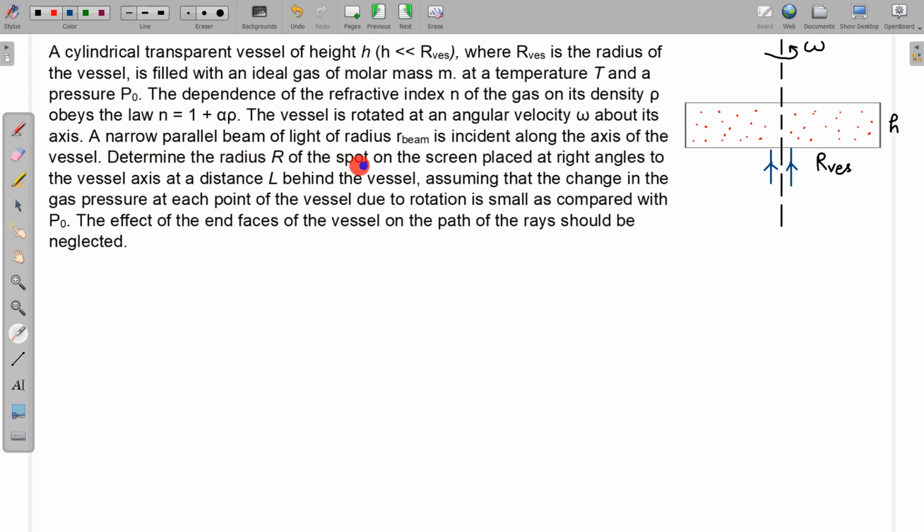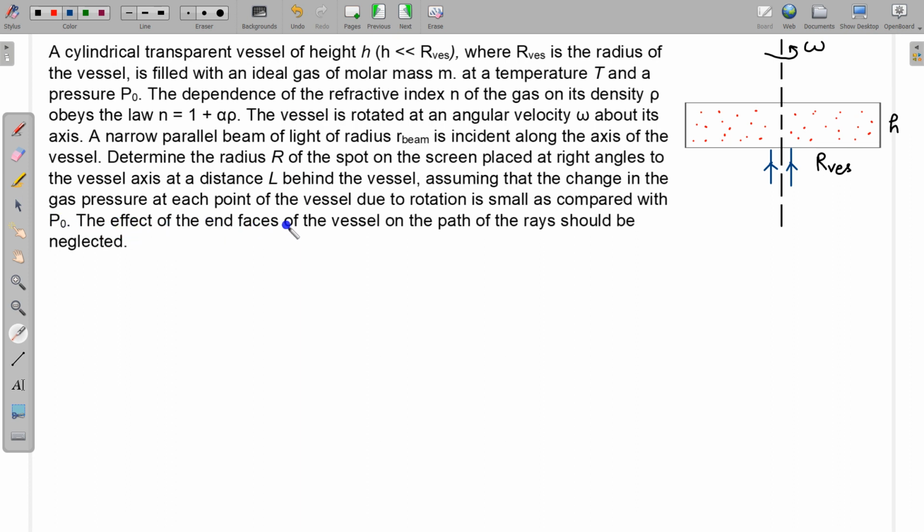Determine the radius r of the spot on the screen placed at right angles to the vessel axis at a distance L behind the vessel. Somewhere here there is a screen at a distance L from this vessel. Assume that the change in the gas pressure at each point of the vessel due to rotation is small as compared with the pressure P0. So due to this rotation, the pressure will vary in the radial direction, but that variation is not that much, so we have to use this approximation in the calculation also.